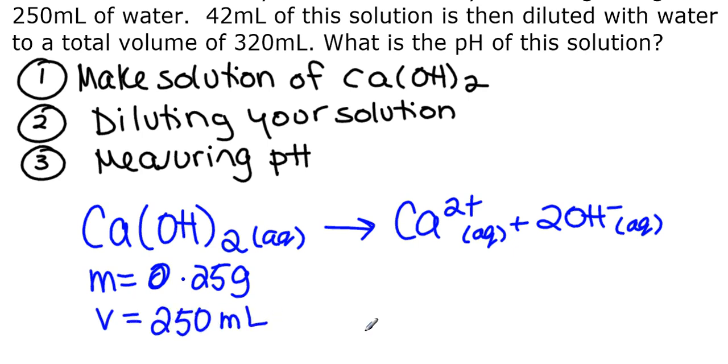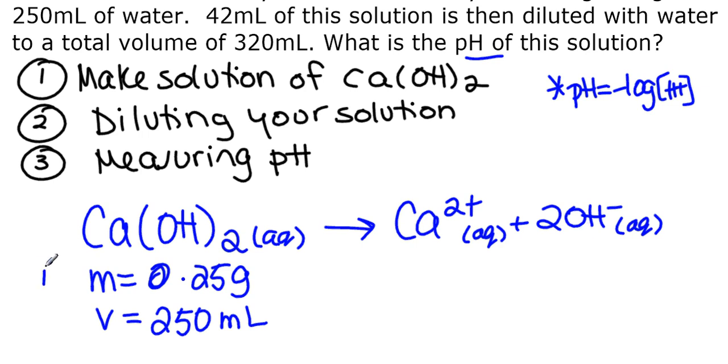250 milliliters of water. We know at the very end of the question we need pH, and pH, remember, is negative log of hydrogen ions. We don't have hydrogen ions here at all. We have hydroxide ions. But we do have some formulas that convert hydroxide ions into hydrogen ions. So to get to pH, what we really need is the concentration of hydroxide ions.